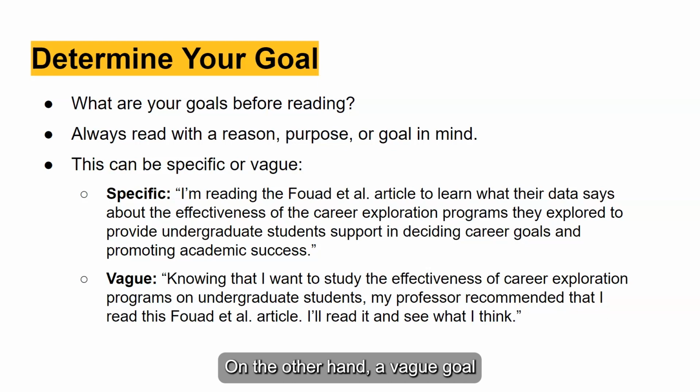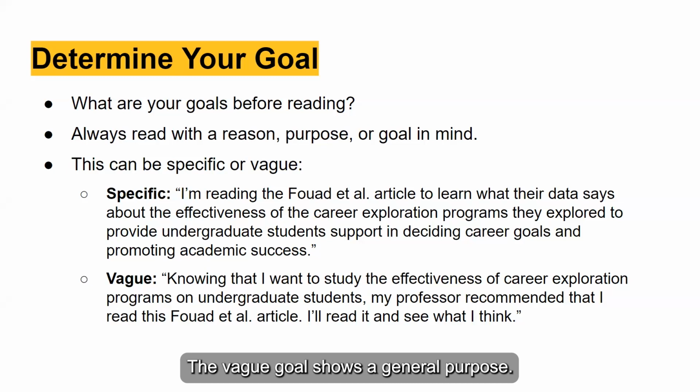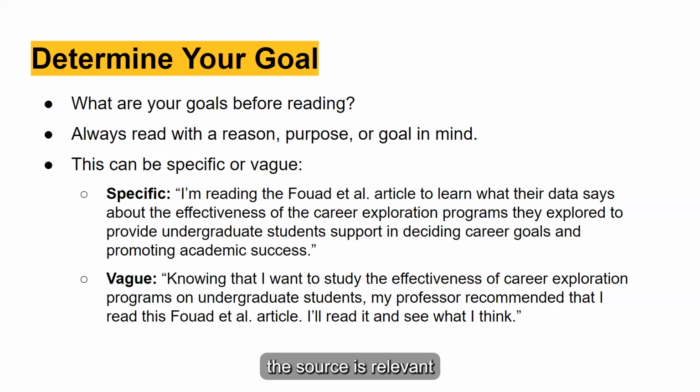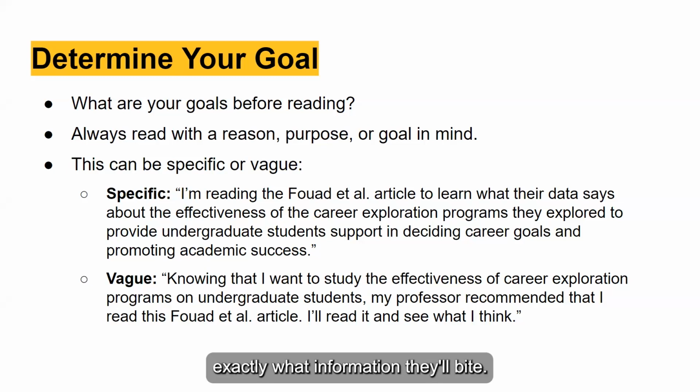On the other hand, a vague goal may sound like, knowing that I want to study the effectiveness of career exploration programs on undergraduate students, my professor recommended that I read this Fuad et al. article. I'll read it and see what I think. The specific goal shows that we are looking for a specific piece of information. We go into reading this article with a good understanding of what they'll be discussing and what we want to learn from it. The vague goal shows a general purpose. They know the source is relevant to their interests, but they don't know exactly what information they'll find.